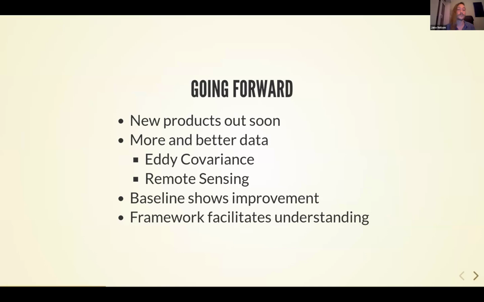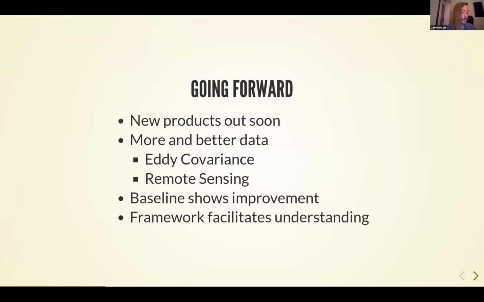Going forward, it's a framework. We've updated the system. We have new products coming out soon: new remote sensing, ensembles of machine learning methods, energy balance closure, all of these things. We're constantly improving and adding to the data set, so new eddy covariance data, new remote sensing data, anything that is relevant that we can get our hands on. Our baseline has already shown quite a bit of improvement, and we're hoping with this system, we can further that improvement.